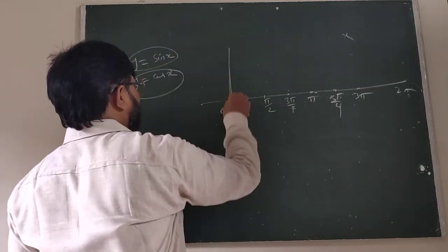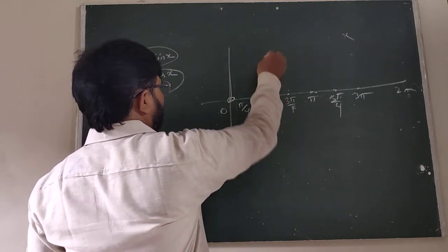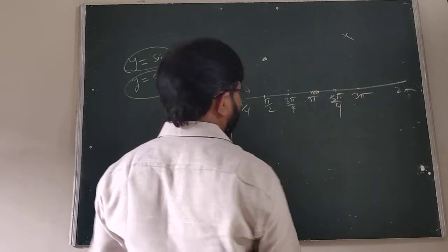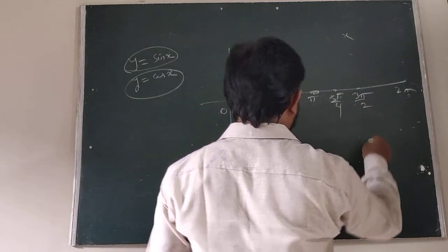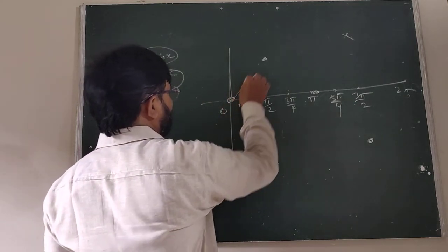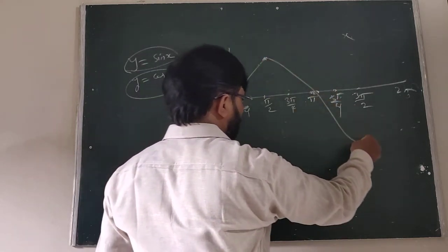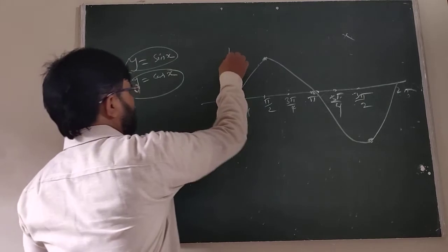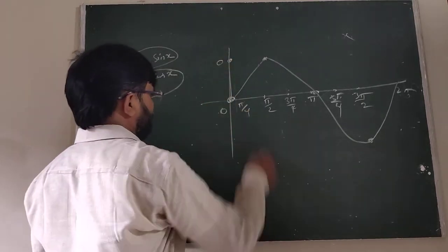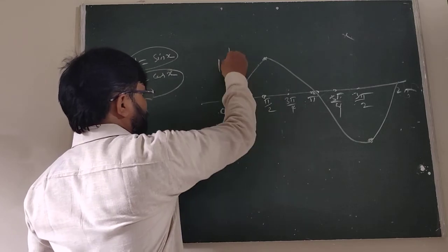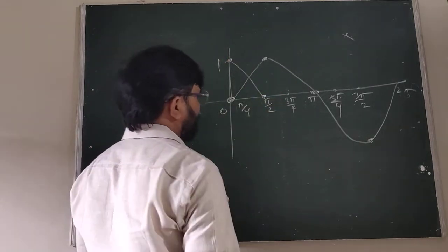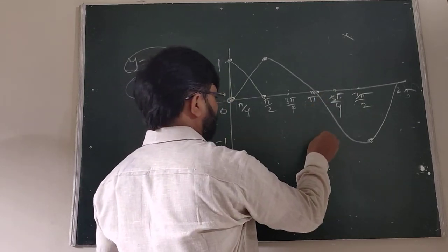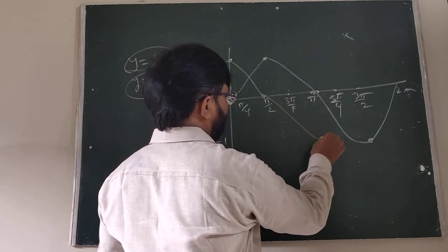Everybody knows that sin 0 is 0, sin 90 is 1, sin pi is 0, sin 3 pi by 2 is minus 1, sin 2 pi is 0. Here we can write cos 0 is 1, cos 90 is 0, cos pi is minus 1, and cos 3 pi by 2 is 0.